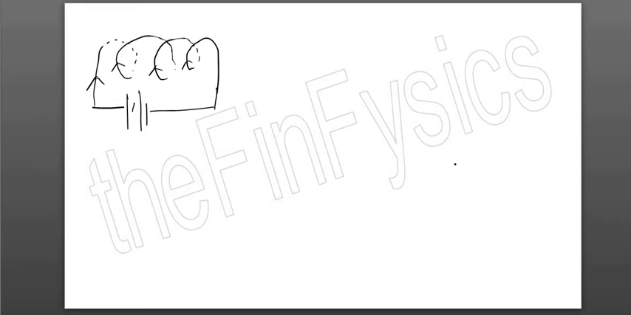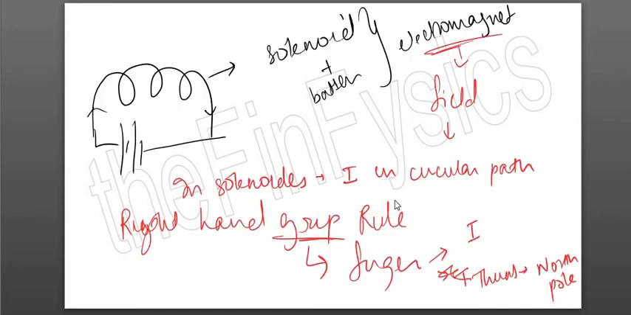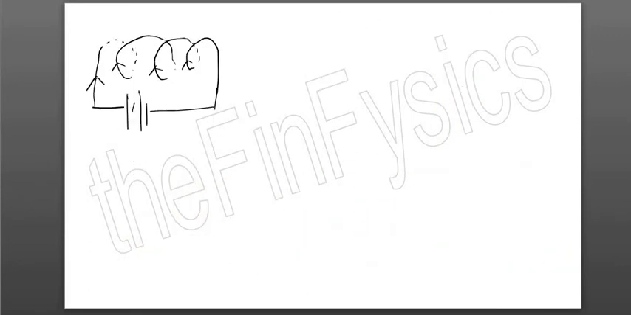In the part of the coil which is facing you, the current flows upwards, which means when I use my right hand grip rule, my fingers of the right hand should curl upwards, something like this. This is how the fingers should curl, which means the thumb will point in this direction. So this is the North Pole, this is the South Pole. Are you getting it?